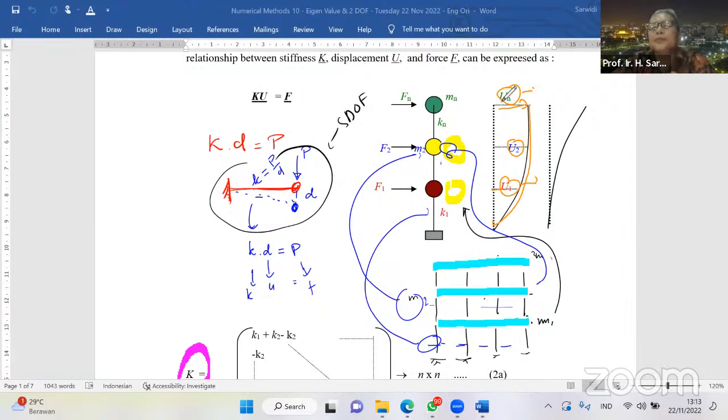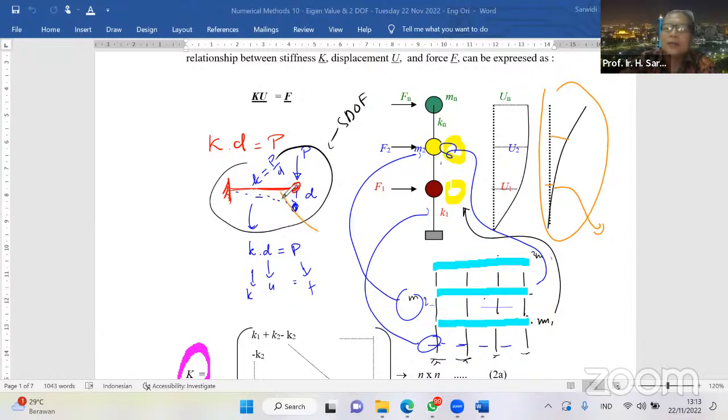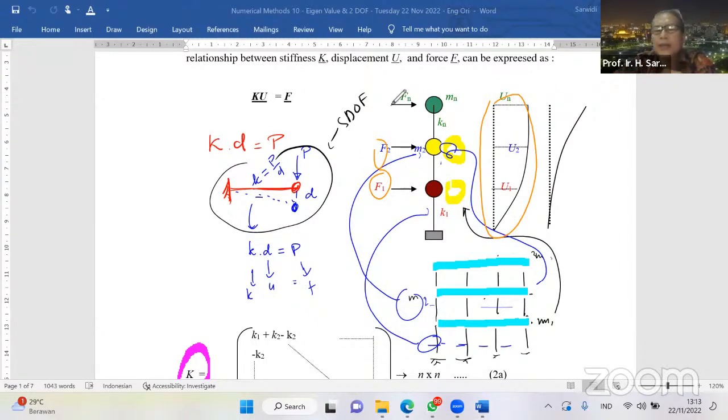Okay. The displacement could change to become like this one. People call this the flexural mode, in flexure, because it looks like this. But we use here a shear displacement. It looks like this is shear because of the shear forces F1, F2, and Fn here.